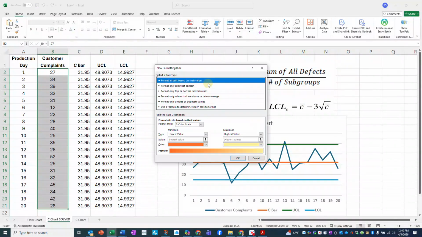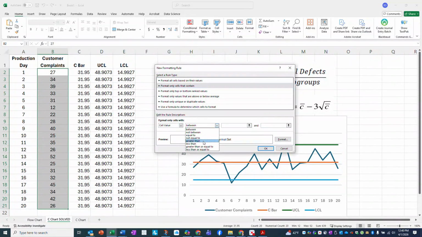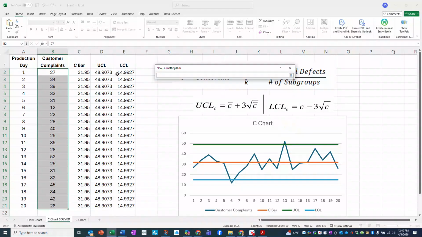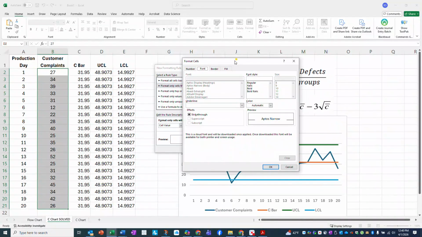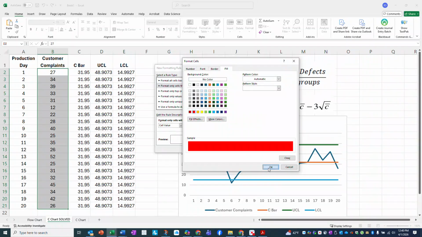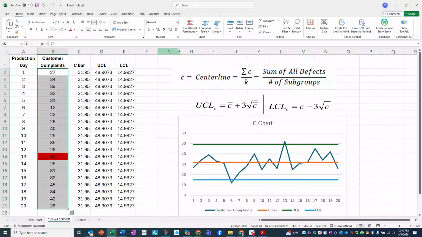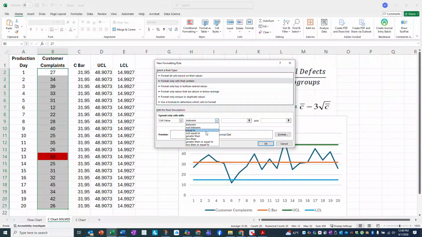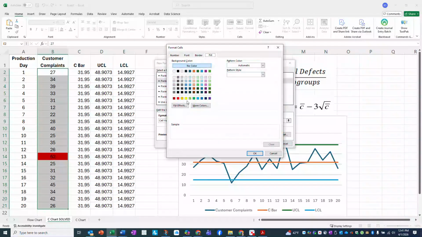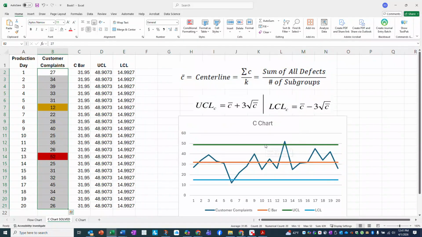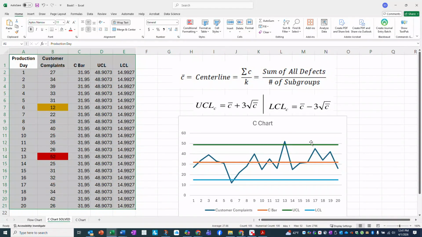So we can create a new rule, and cells that contain a cell value greater than our UCL, we can format those as red. And we can do another one here. We can create a new rule, and cells that contain less than or equal to our UCL. Let's make all of those orange. There you go. We can see we have 2 points that are exhibiting special cause variation.